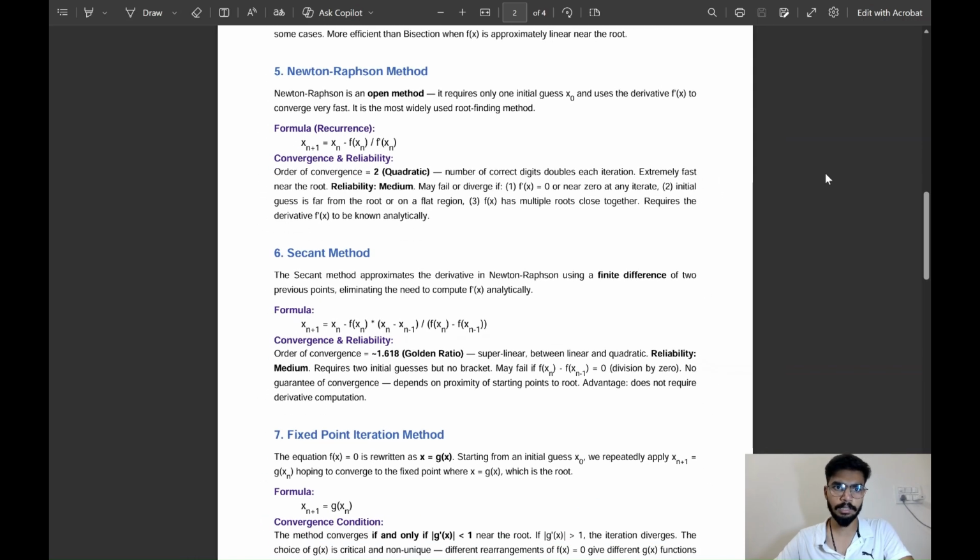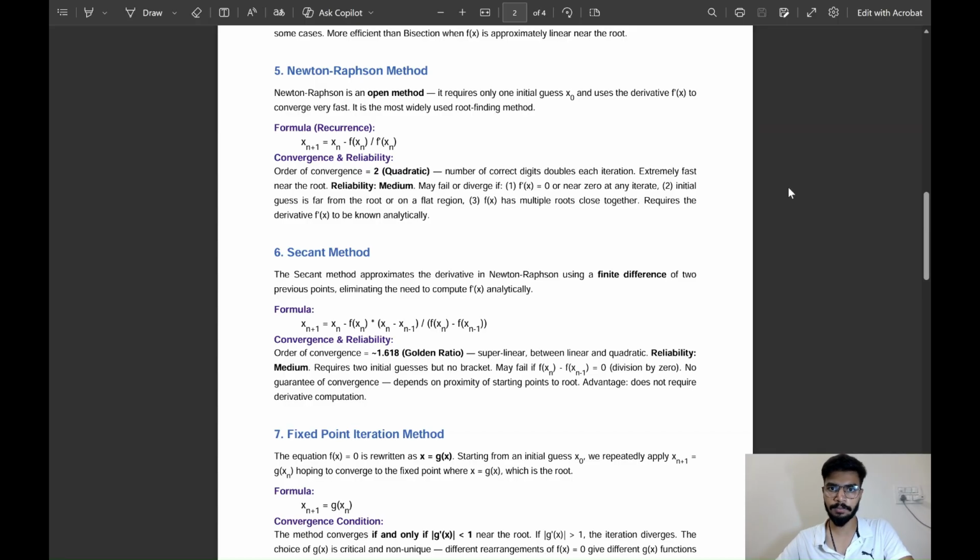Now we will see the convergence and reliability. Order of convergence for this is 2, which is quadratic. The number of correct digits doubles each iteration. Extremely fast near the root.